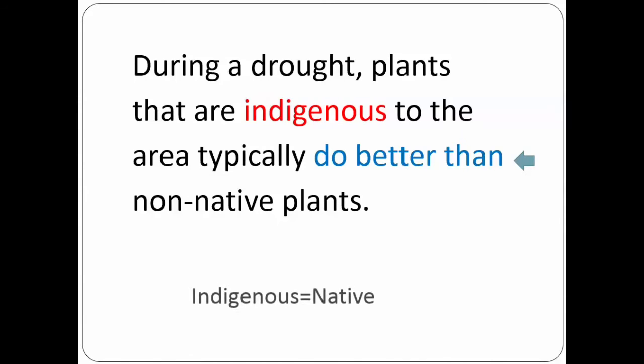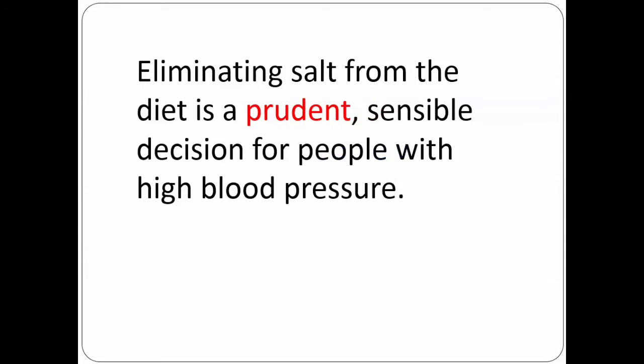Let's see if we are correct. The correct answer is native. This is a contrast clue. Non-native is the opposite of indigenous. Now it is your turn.